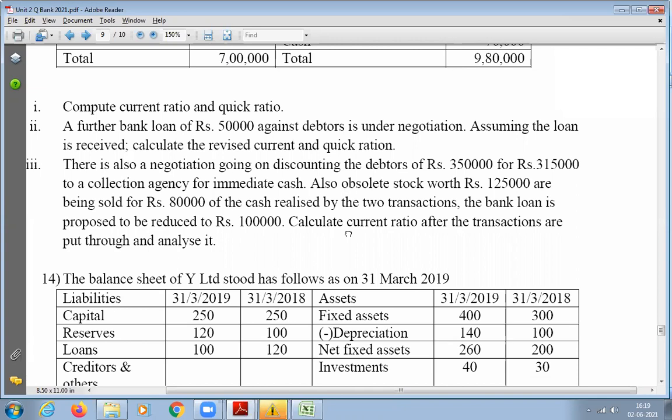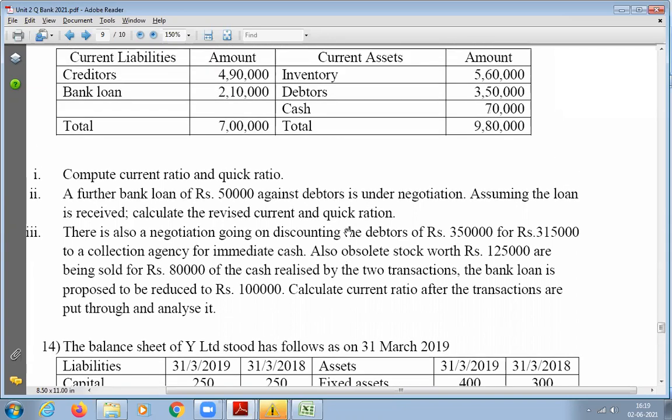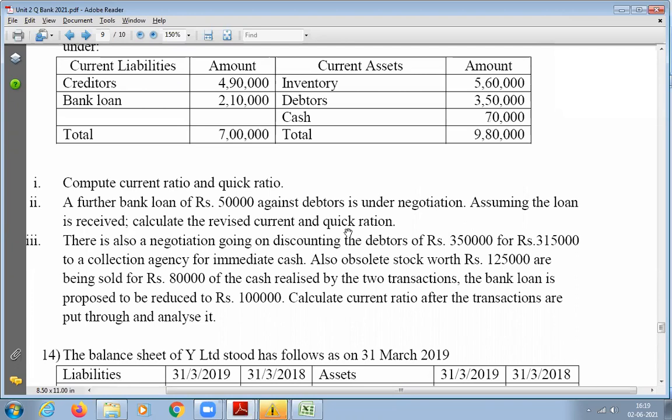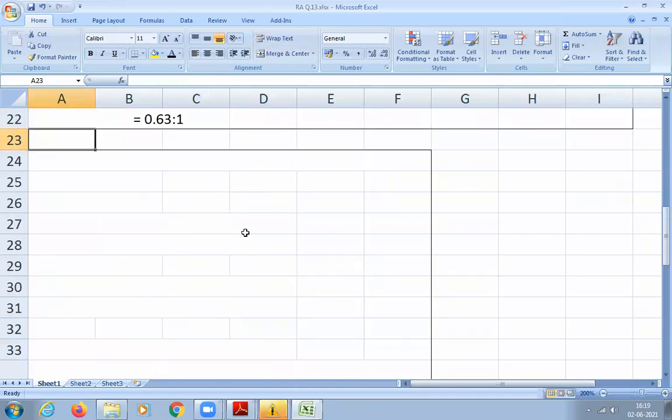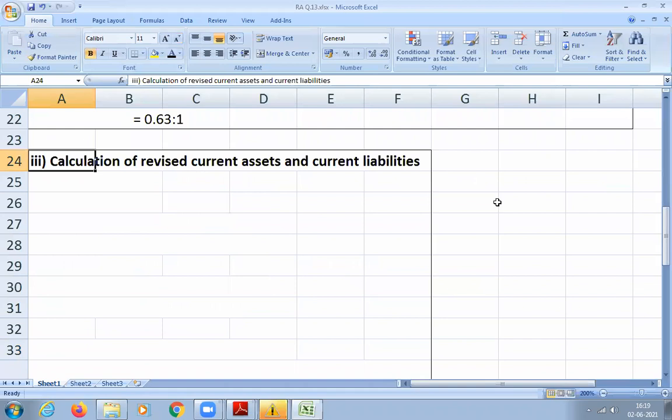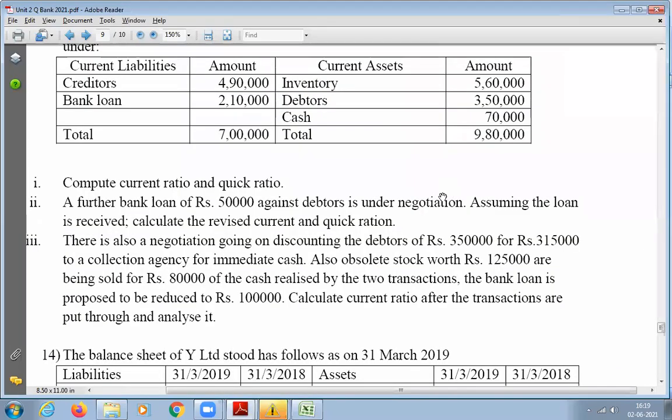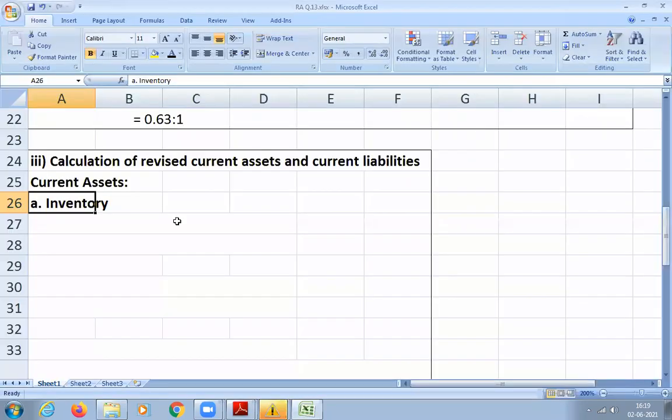So we first have to calculate the new current assets and new current liabilities. Only then can we calculate ratios, or else it is very difficult to calculate. So calculate the revised current assets and revised current liabilities. What are the current assets? First one is inventory. What is the opening inventory? It was 5,60,000, so write down opening inventory 5,60,000.